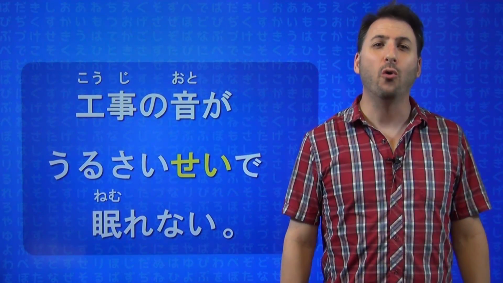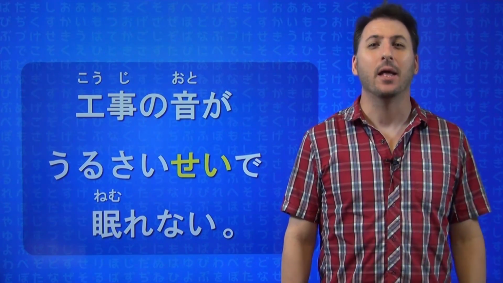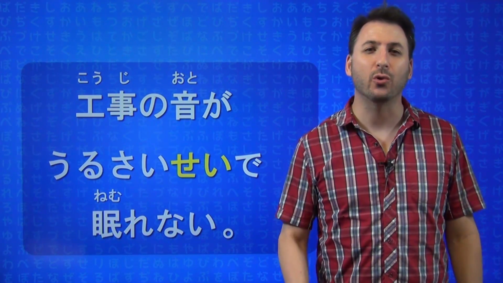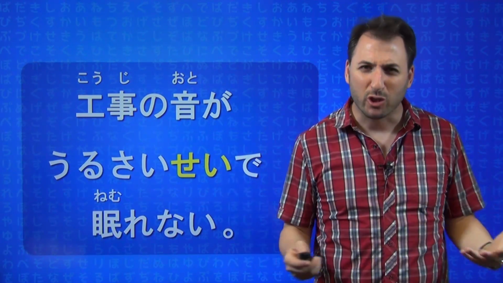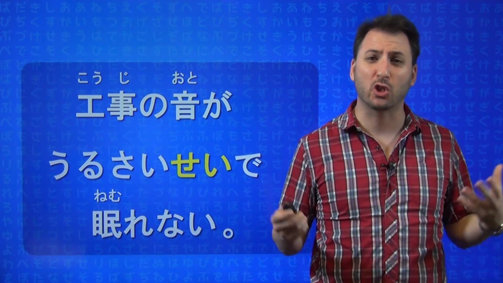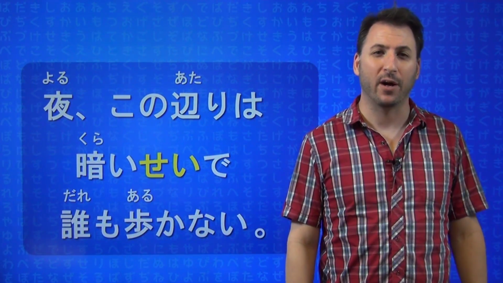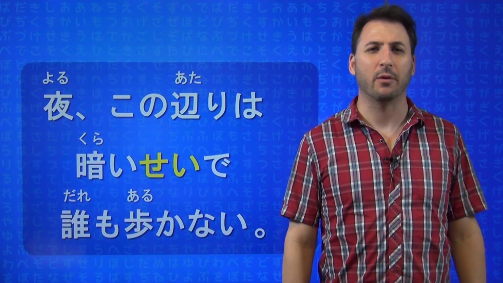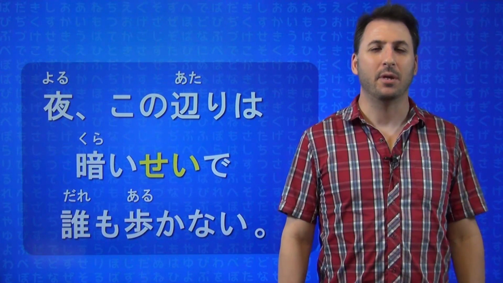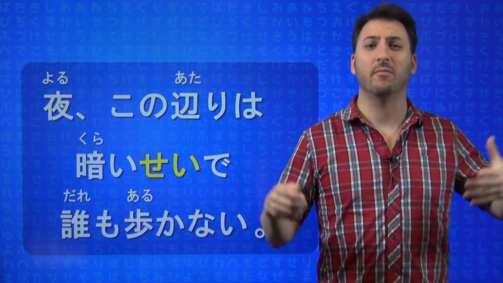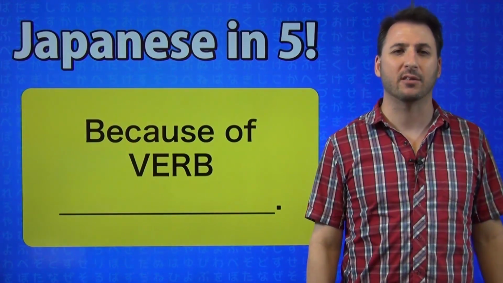All right? 工事の音がうるさいせいで眠れない. Because the sounds of construction is so loud, I can't sleep. All right? And one more final one for adjectives. 夜、この辺りは暗いせいで誰も歩かない. Because in the evening around this area, it's dark, no one walks. All right, now the final thing is because of verbs.